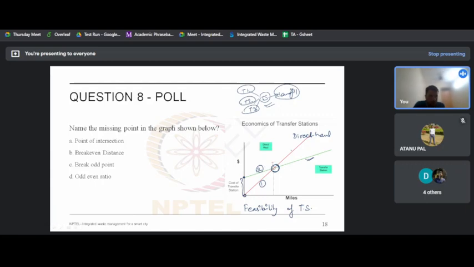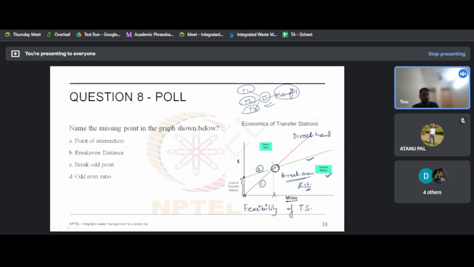So the point at which they intersect will be called the break-even point or the break-even distance. Since we are projecting here on the x-axis, which is distance, we will call it break-even distance. It means that there must be this much minimum amount of distance so that the option of building a transfer station is more lucrative than direct haul.